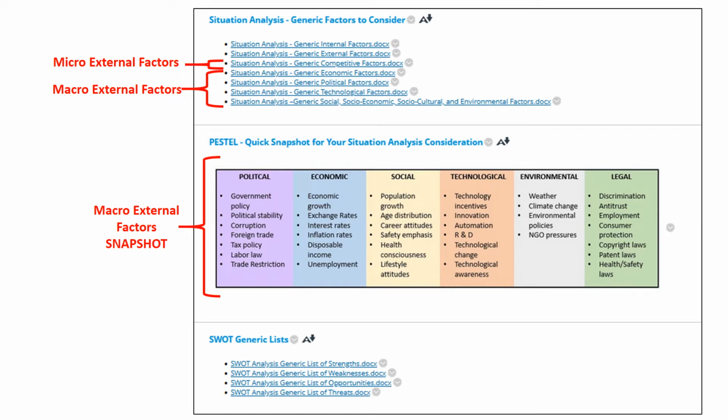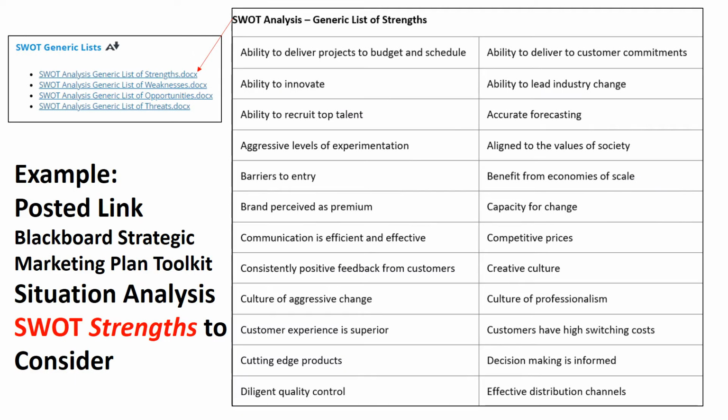A snapshot, that's that colored picture you see on the screen, of the macro external factors or the PESTLE factors is captured in Blackboard for an immediate reference. The toolkit also has a generic list of strengths, weaknesses, opportunities, and threats that would be good to review as you work on the situation analysis part of the strategic marketing plan.